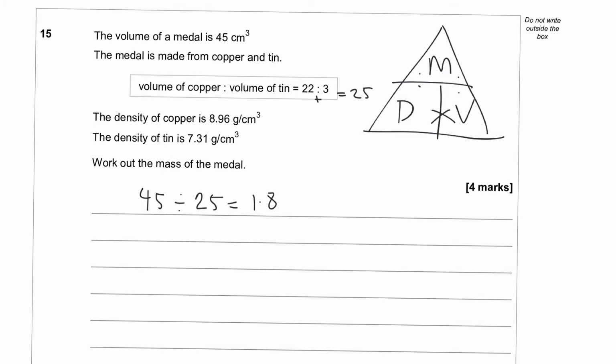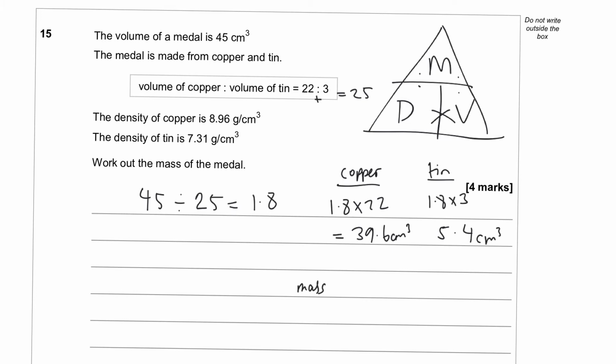Then to work out the volume for copper, you do 1.8 times 22, which should give you an answer of 39.6. And then for tin, you do 1.8 times 3, which should give an answer of 5.4. So we know that that is their volumes. So now for copper's mass, looking at the formula triangle, the mass of copper is density times volume. And because we know that for copper, the density is 8.96, volume is 39.6.